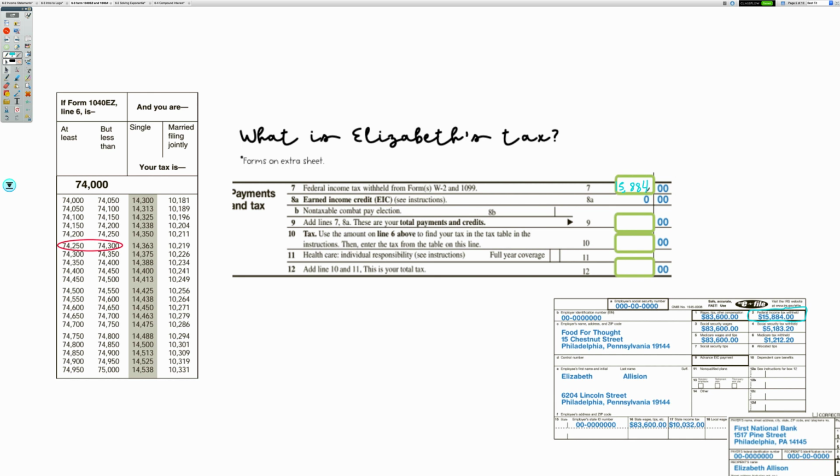All right, line 8a is earned income credits. I don't know what that is, but apparently it doesn't apply. We didn't learn anything about that. And then line 9 says add 7 and 8, so that plus 0 is still just that.